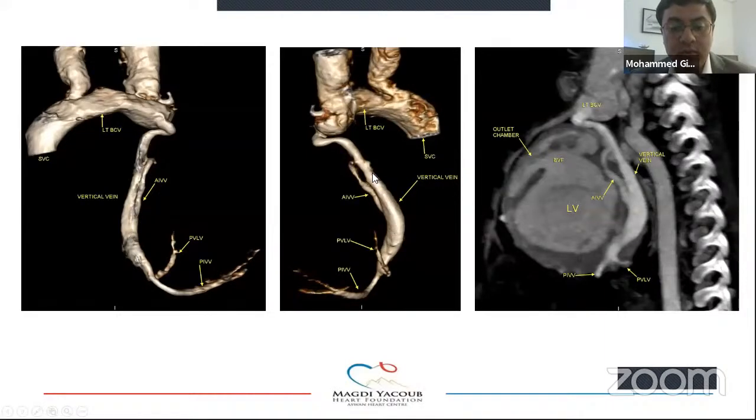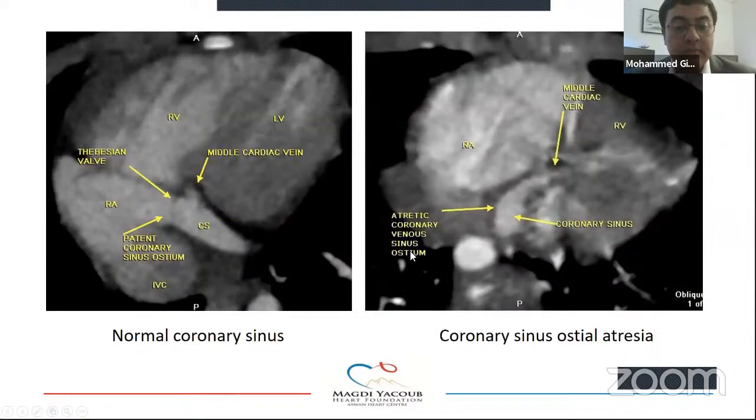Another view, like this, in the sagittal oblique plane, displaying the coronary veins, and the vertical vein seen draining unobstructed into the left brachiocephalic vein. And this is the dominant left ventricle, and this one the rudimentary outlet chamber of RV morphology, supplying the main pulmonary artery and connected to the dominant left ventricle by a bulboventricular foramen.